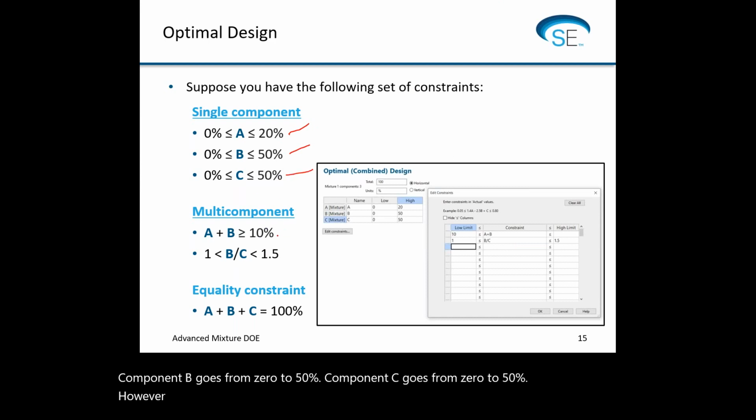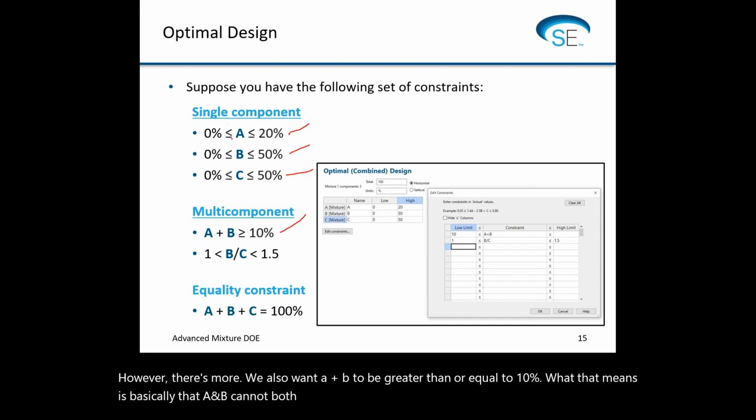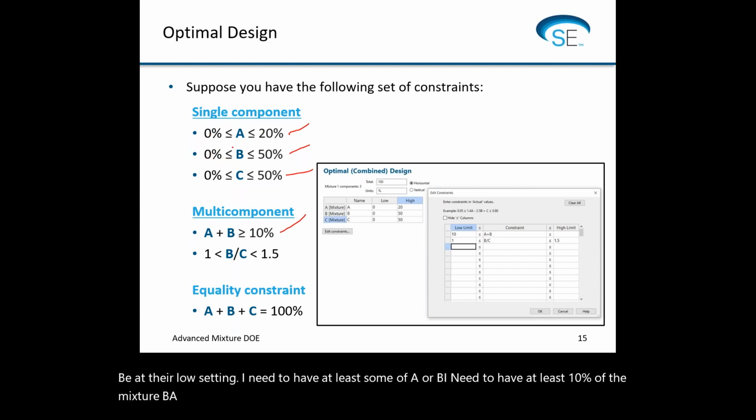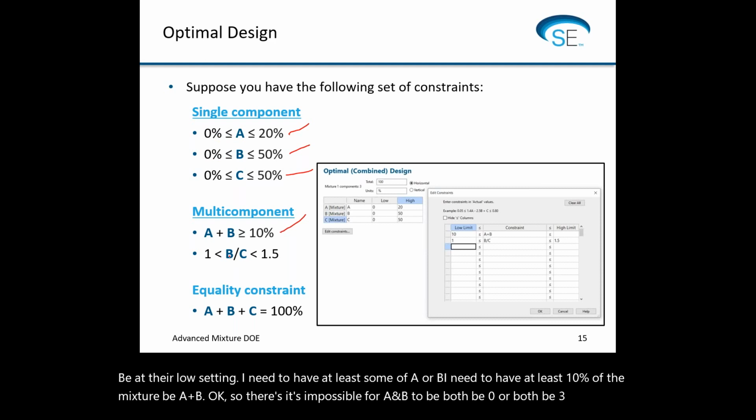However, there's more. We also want A plus B to be greater than or equal to 10%. What that means is basically that A and B cannot both be at their low setting. I need to have at least some of A or B. I need to have at least 10% of the mixture be A plus B. Okay, so it's impossible for A and B to both be 0 or both be 3%.